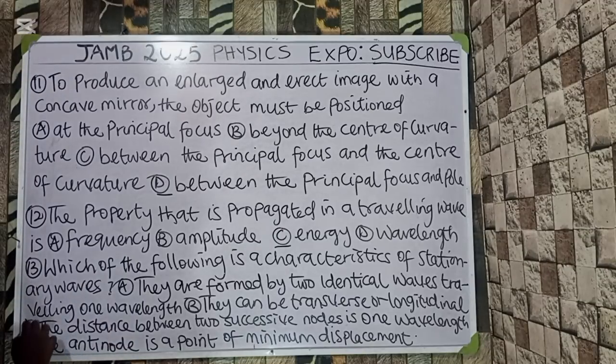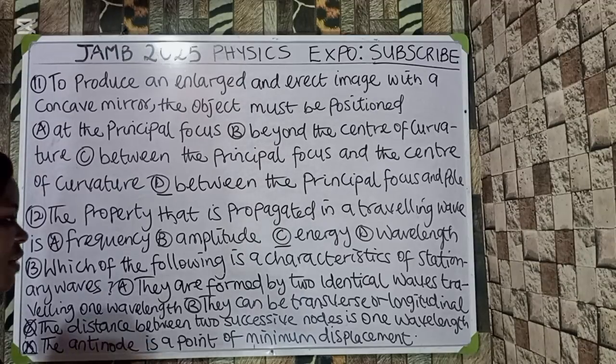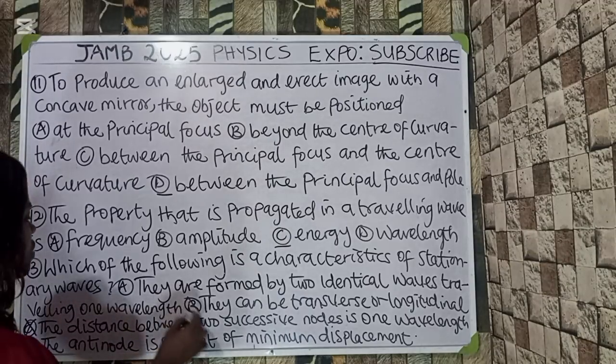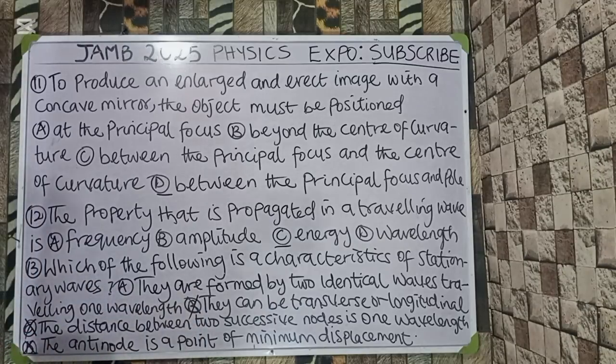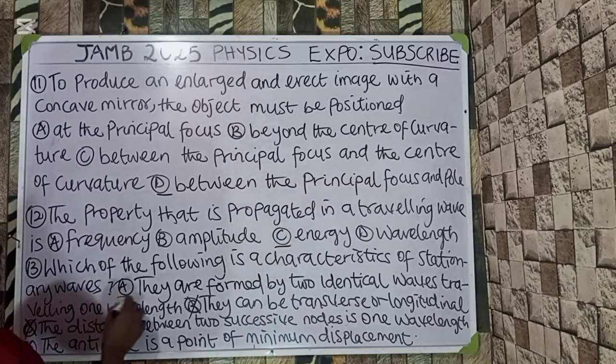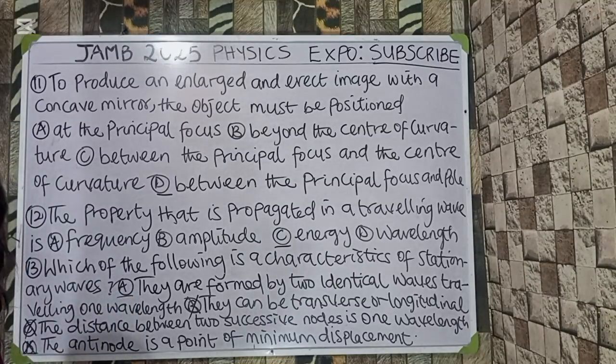Then the distance between two successive nodes is one wavelength. This is wrong too, because the distance between two successive nodes is lambda over 2. Then, they may be transverse or longitudinal. No, they cannot be transverse or longitudinal. Stationary waves are mainly transverse waves. They are formed by two identical waves traveling in one wavelength. Yes, this is the correct option, which is option A.